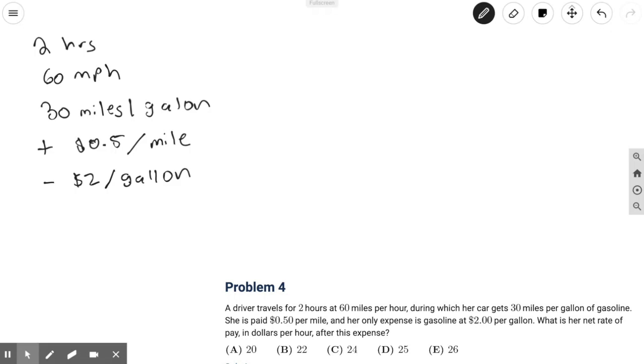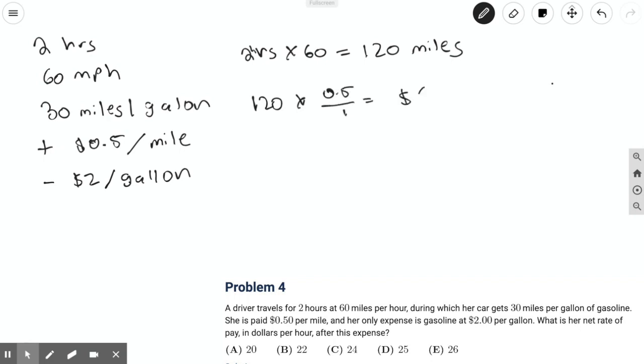So let's calculate how much she earns first. So if she goes 2 hours at 60 miles per hour, then she would end up traveling 120 miles. And if she earns 50 cents per mile, then she would end up earning a total of $60 from traveling 120 miles.